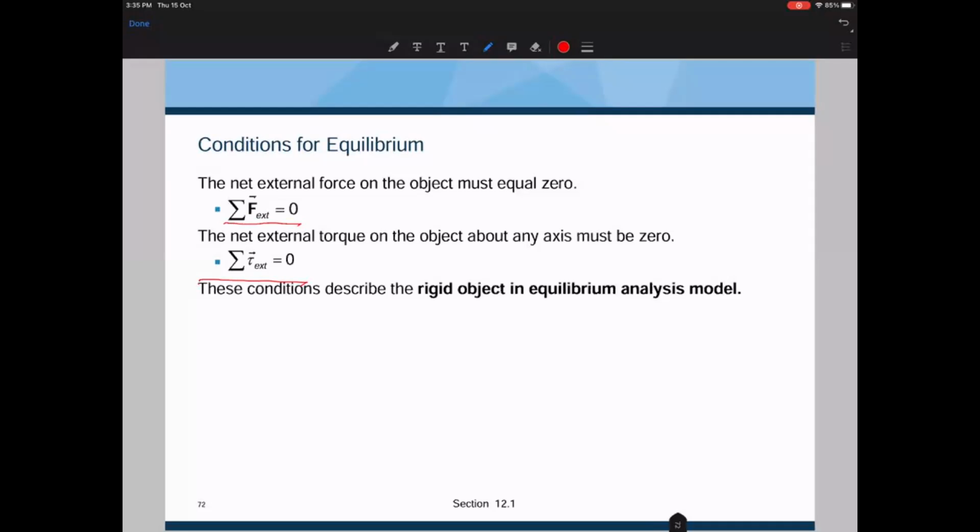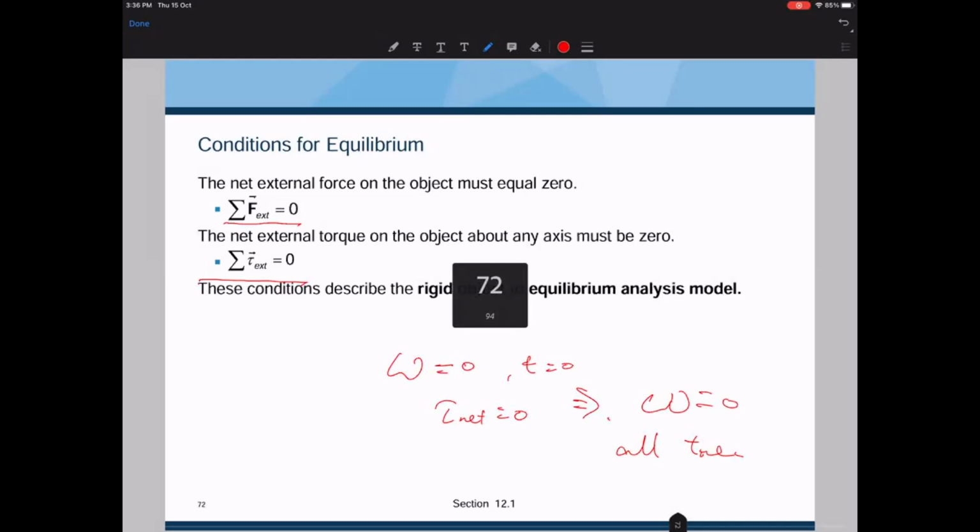If the objects are not moving to start with and there is no net force, it keeps at 0 velocities in all directions. Similarly, if the object is not rotating to start with, omega is 0 at t equals 0, and the net torque is equal to 0, then our only conclusion is that omega has to be 0 at all times. That is the idea.